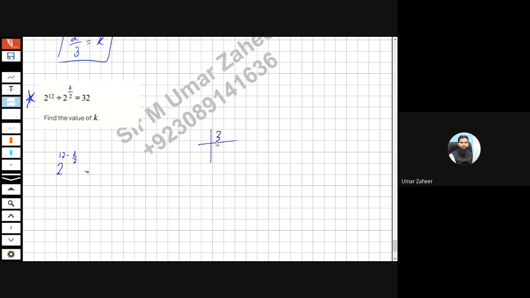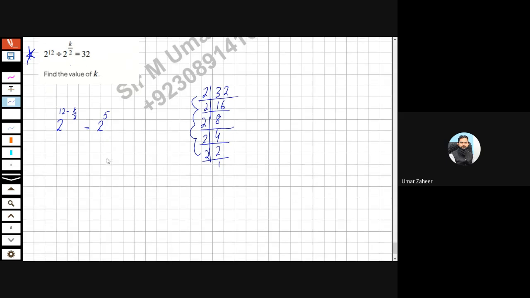Just write 32 as a power of 2. 2 times 16 is 32, 2 times 8 is 16, 2 times 4 is 8, 2 times 4 is 8, 2 times 2 is 4, 2 times 1 is 2. That is 1, 2, 3, 4, 5. So 32 is basically 2 raised to power 5. Now you are getting 12 minus k divided by 2 is equal to 5.